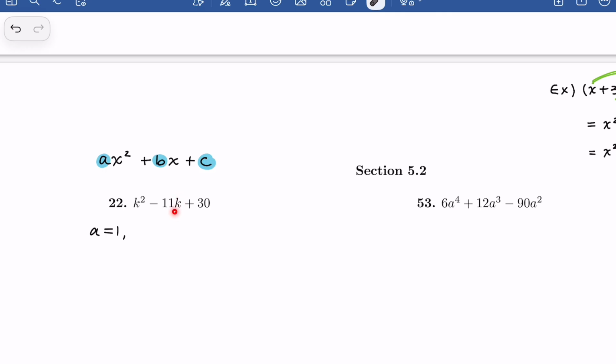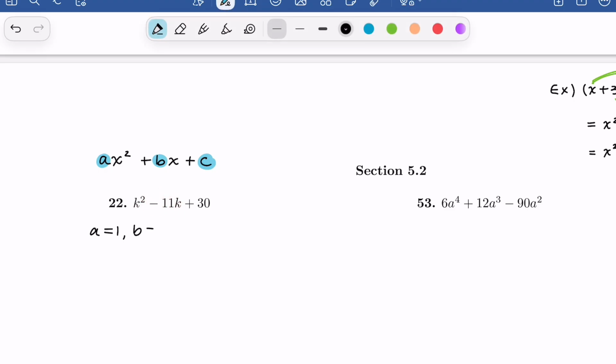Let's look at the coefficient of our linear term. So we just have this one variable here. So that's going to be minus 11. Don't forget to take this sign with you. So B in this case is going to be negative 11, and then C is our constant term at the end of our trinomial. So that'll be 30 in this case.